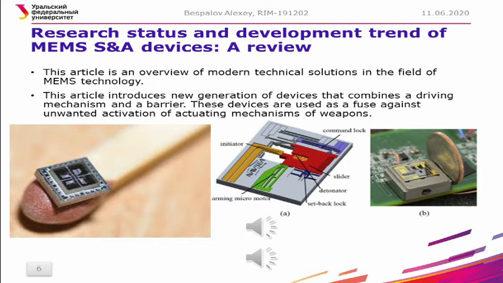To solve this problem, special energy sources were used earlier, which were activated by the application of very high acceleration, which destroyed the shells inside the battery, activating it. The most up-to-date solution to this problem is given in the review article Research Status and Development Trend of MEMS S&A Devices. This article introduces a new generation of devices that combines a driving mechanism and a barrier. Perhaps at the later stages of the project, one of the solutions given in this article will be implemented.